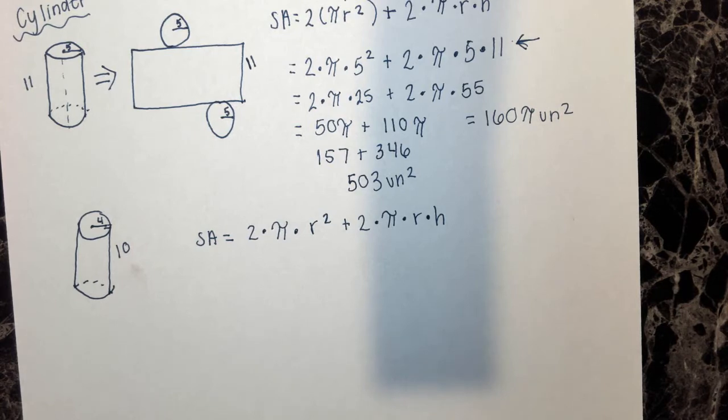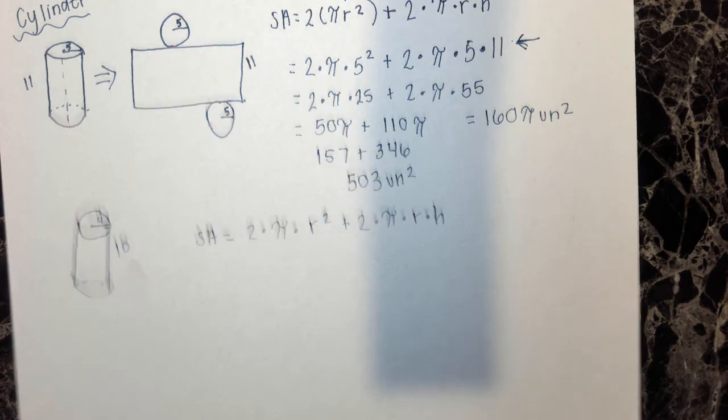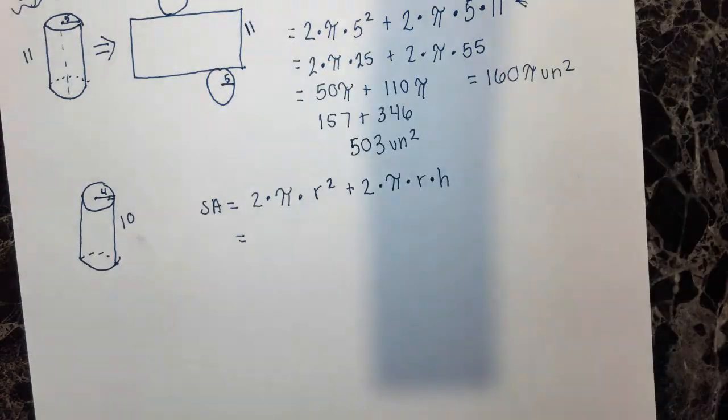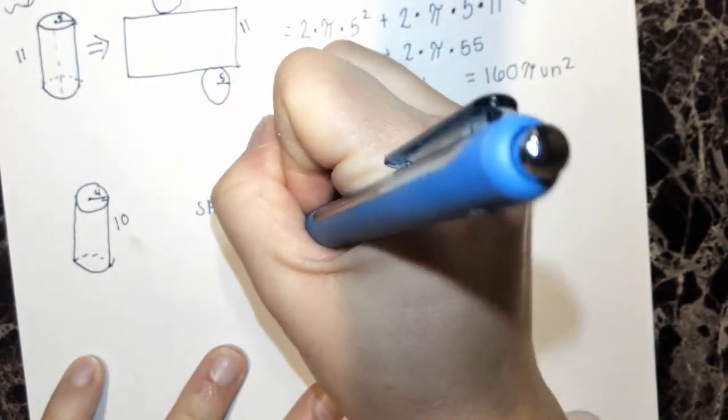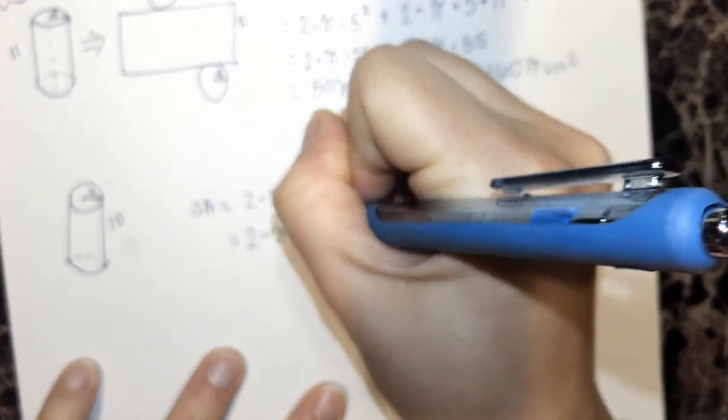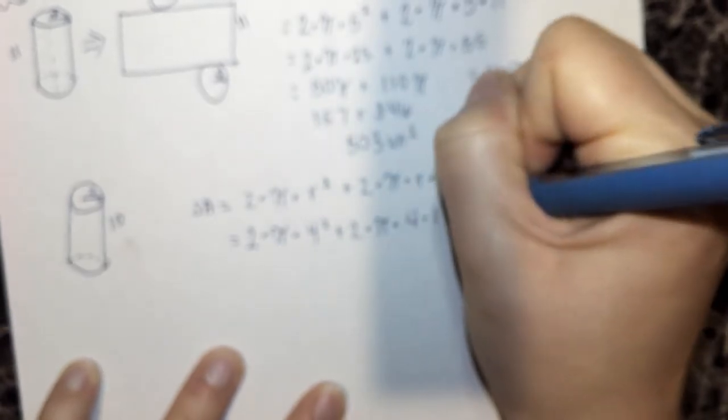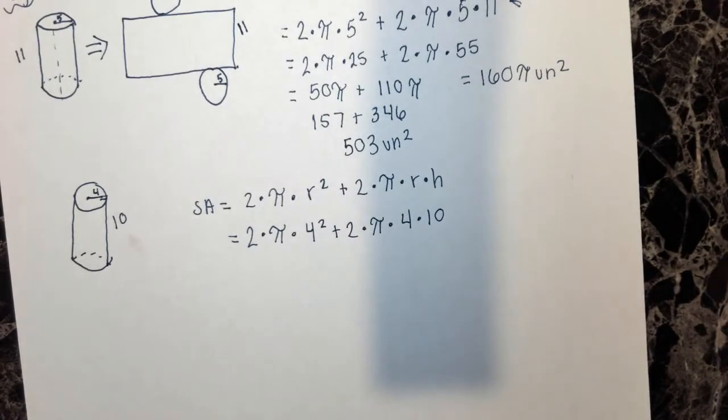If you haven't plugged it in yet, make sure you pause this right now because we're going to go into it. So you should have now plugged it in. When you plug it in, you know that your height is 10, your radius is 4. So it would be 2 times pi times r, which is 4, squared, plus 2 times pi times r, which is 4, times your height, which is 10. That is your formula. If you have not solved it, go ahead and solve it.